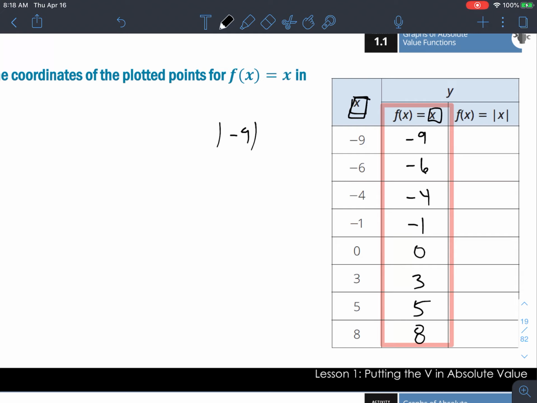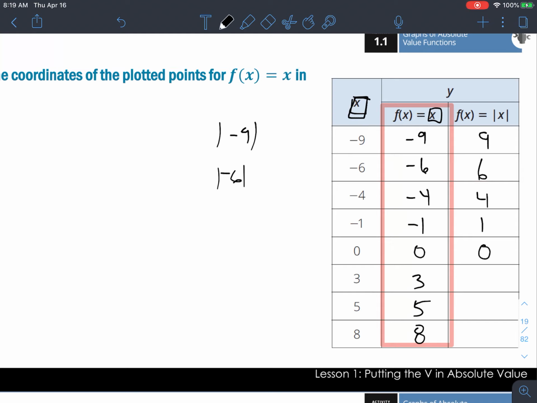So you do the opposite of it. Or not opposite, I'm sorry. You do the positive of it then. So if you have -9 in absolute value, that gives us 9. You have -6 in absolute value, it's going to give us 6. You have -4 in absolute value, you're going to get 4. -1 in absolute value, you're going to get 1.